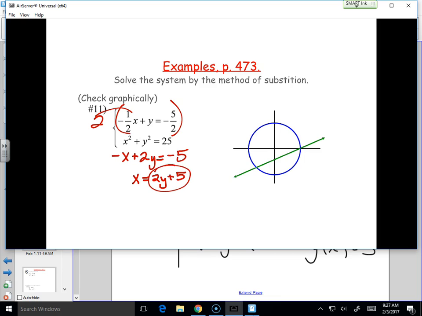Now what do I do with that guy? Back substitute. To the same equation. No, you'll just get 0 equals 0. Who am I plugging it into or in for? Other equations, x, right? Alright, let's go plug it in. So I have 2y plus 5 quantity squared plus y squared equals 25.